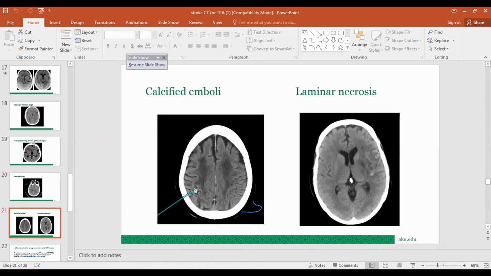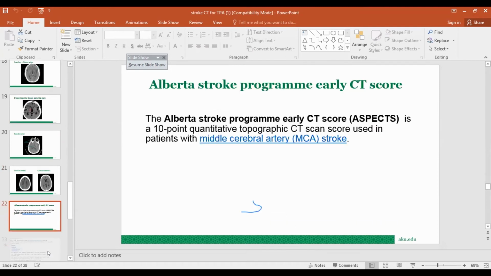Calcified emboli, when the calcified embolus, calcified thrombus is embolizing, then you can see calcified emboli at the site of infarct, and laminar necrosis is also a sign of a stroke. And how to differentiate laminar necrosis from the subarachnoid hemorrhage? The laminar necrosis is hyperdensity within the gyrus, and subarachnoid hemorrhage is hyperdensity in the sulci.